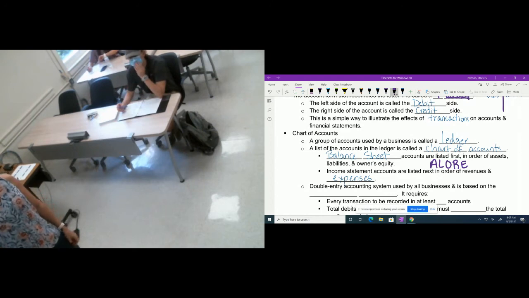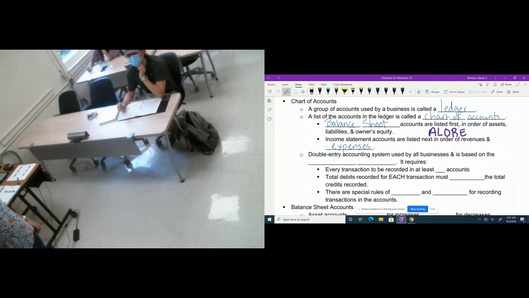All right, what we're learning right now is the double entry accounting system. Remember I said everything that has a left has to have a right. Every transaction's got to have at least two parts. There has to be something on the left, something on the right to balance them, right? Okay, so that's double entry accounting. And it's used by all businesses and based on the accounting equation.